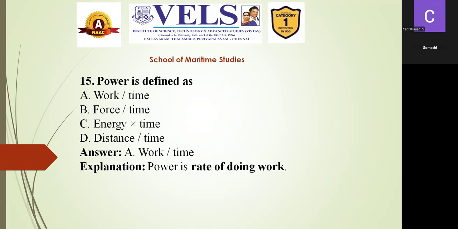Next question is power. Power is defined as work divided by time. The ratio between the work and time is called power. Then simply we can say power is the rate of doing work. So the option is work by time.